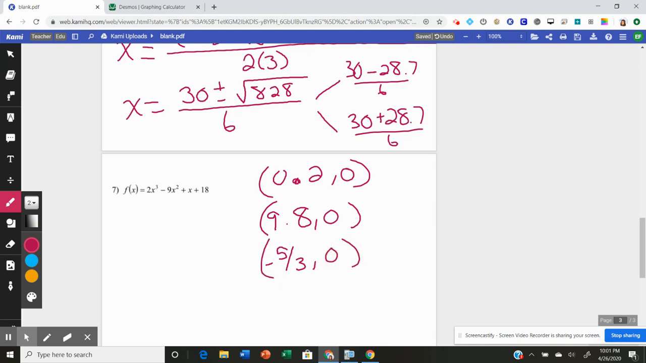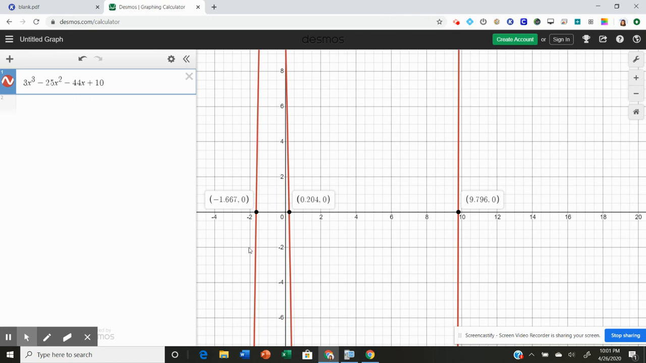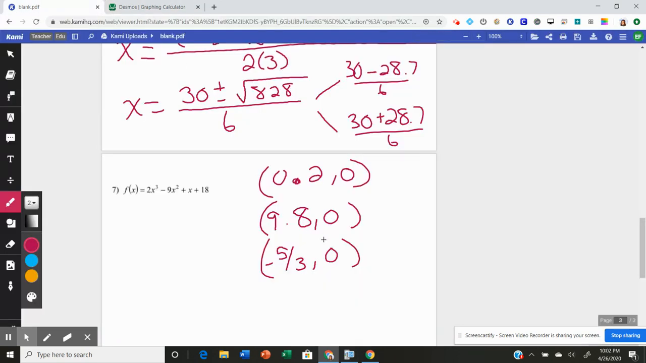So I had already checked these answers prior on Desmos. If we looked for the x-intercepts of this f of x function, we got the negative 1.667, which is going to be our negative 5/3. And then we get our 0.2 and then our 9.8. So we see that our answers do match up, so we know we did it correctly. So as of right now, just keep in mind that you can use your calculators to help check your answers.